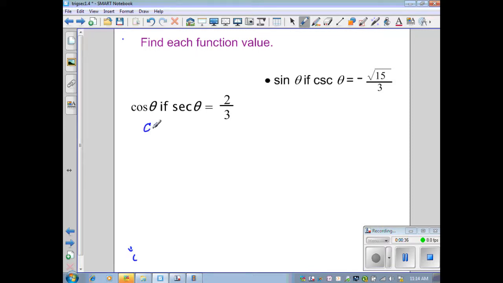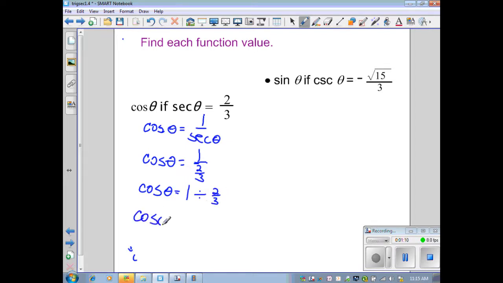So cosine theta is equal to 1 over secant theta. Then we just substitute in and simplify. Cosine theta is equal to 1 over 2/3, which is 1 divided by 2/3. Cosine theta is equal to 1 times 3 over 2. And cosine theta is equal to 3 over 2.